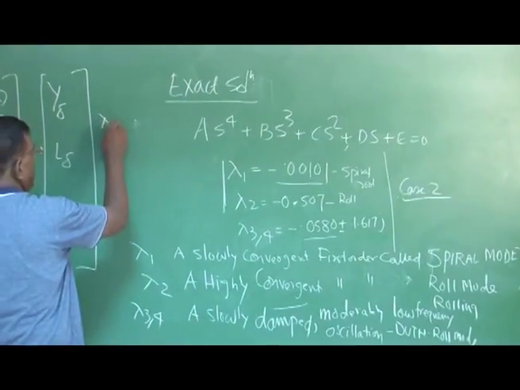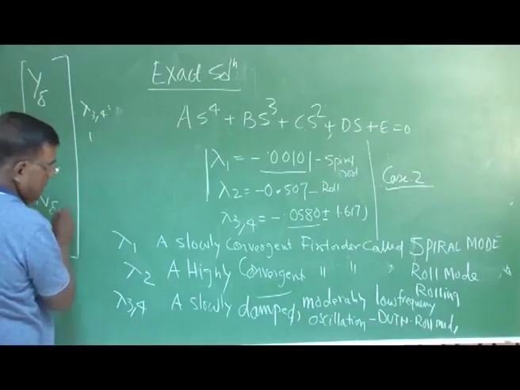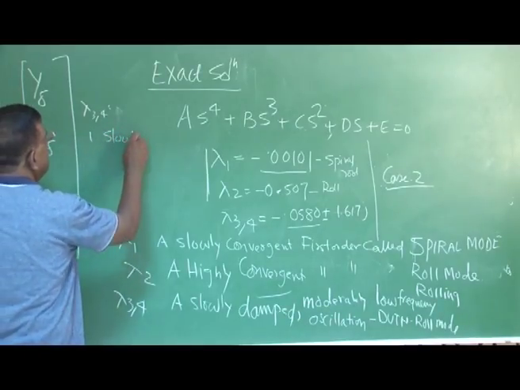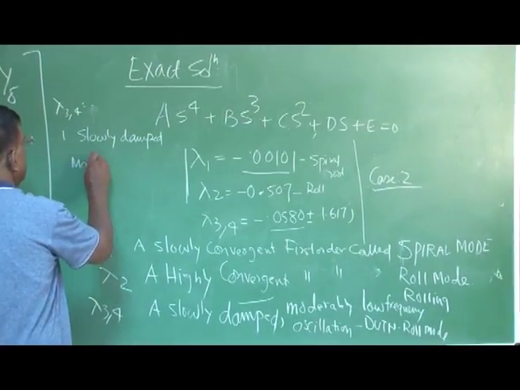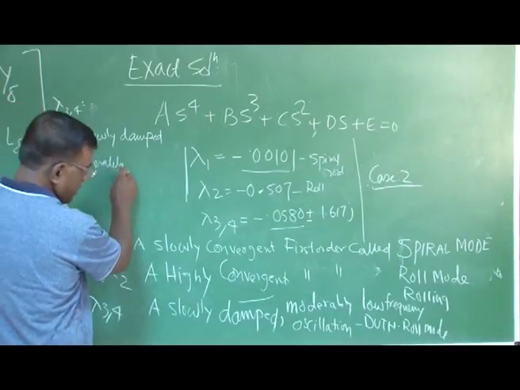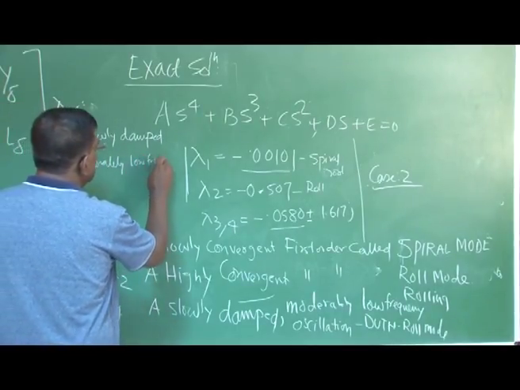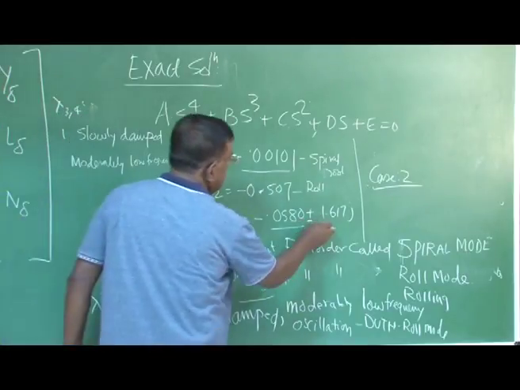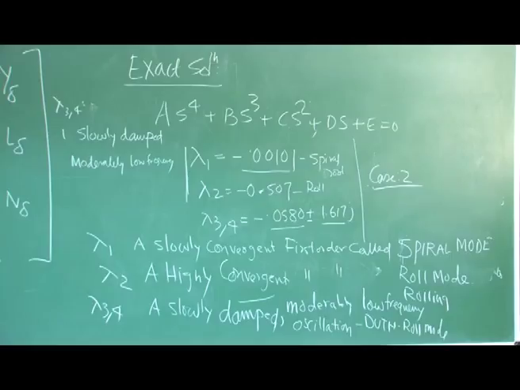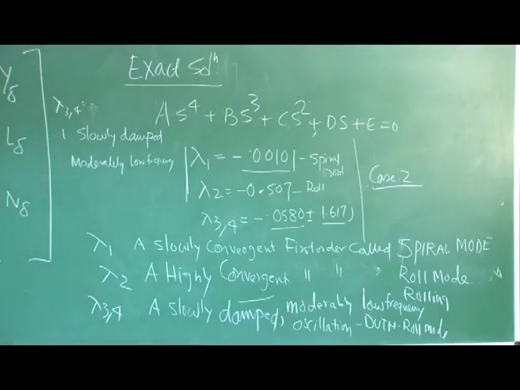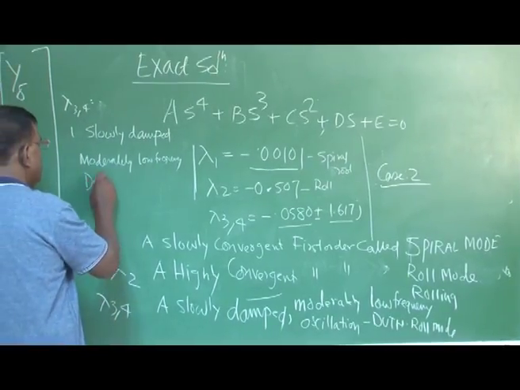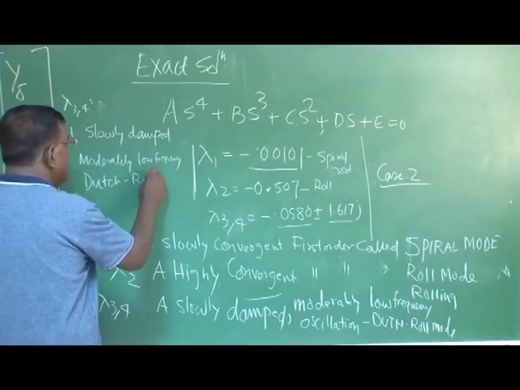This lambda 3, 4, what are the keywords? One is slowly damped. Number 2, the second word is moderately low frequency, that you could see from this value. In combination, you know how to find out the frequency. You have to again treat it as a second order system, s squared plus 2 zeta omega n s plus omega n squared equal to 0. You will find it is a moderate low frequency, and this is also called Dutch roll mode.